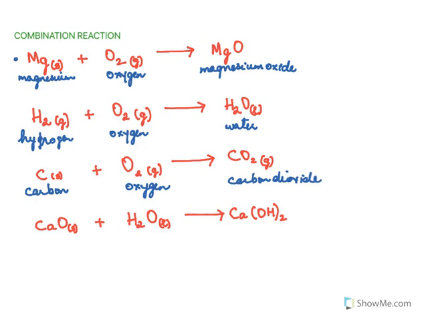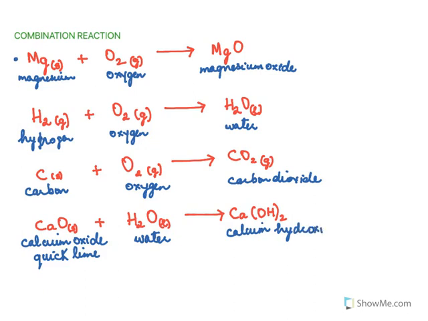For the last one, we have calcium oxide, which is also called quicklime. The common name is quicklime, and when added to water, it gives you a single compound, calcium hydroxide, and the common name of calcium hydroxide is slaked lime. These are all combination reactions because two reactants combine to give you a single product.